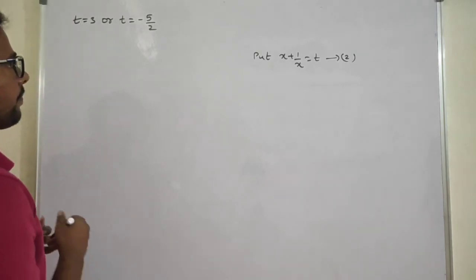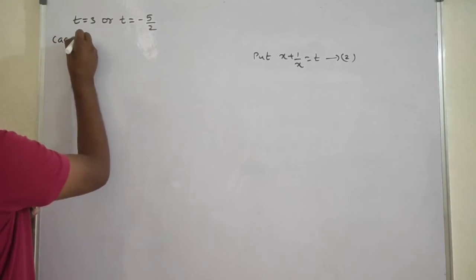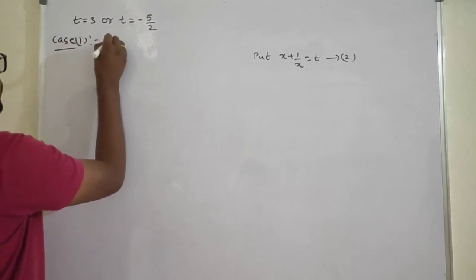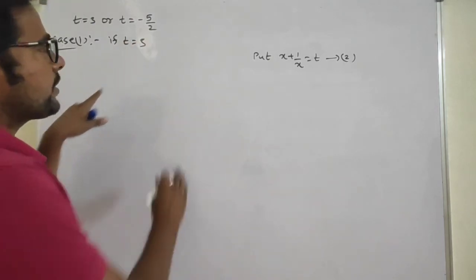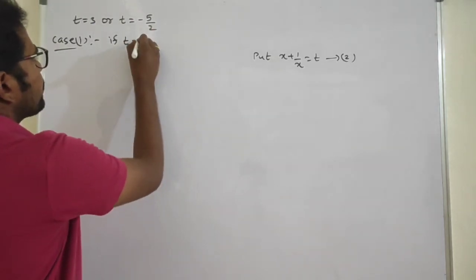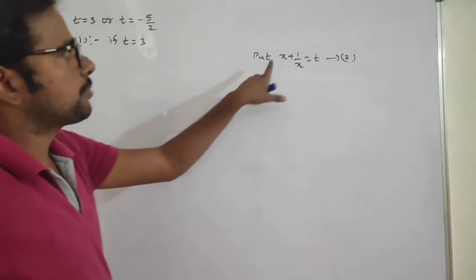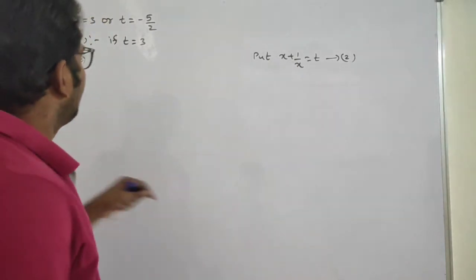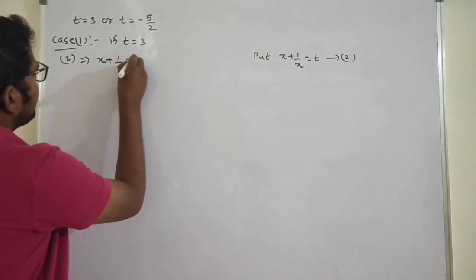Take case 1. If t equals 3, substitute the t equals 3 value in equation 2. What is the second equation? x plus 1 by x equals t. So x plus 1 by x equals 3.